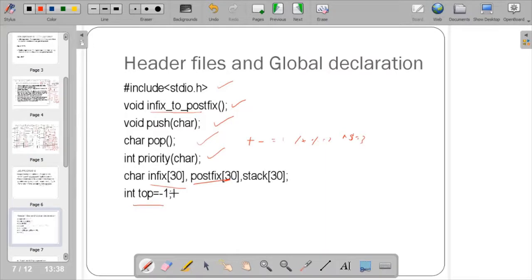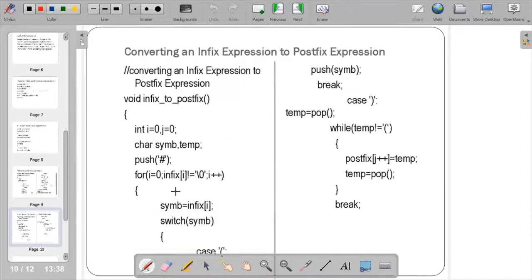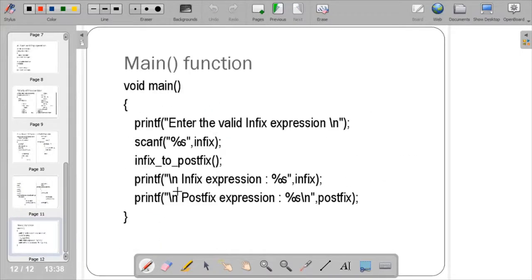So this is regarding the header files, the global declarations and the function declarations. Next, let us go directly to the main. First, let us see what is there in the main function. In the main function, I have written enter the valid infix expression. Here I am taking it in the form of a string, so scanf %s, infix expression. Let me give an example of what I have taken initially. So I'll be reading this particular expression.